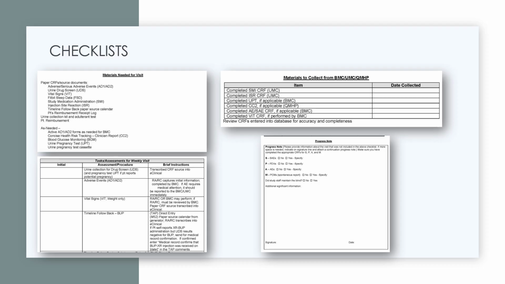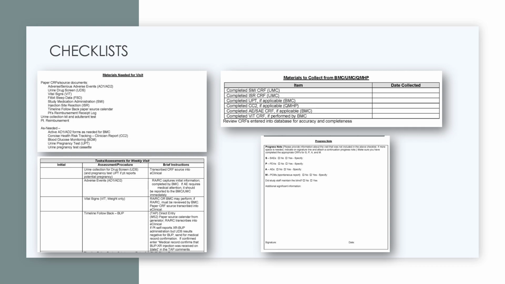The first section of the checklist always starts with a reminder of the materials needed for the visit. This is to help staff gather everything they need before the visit begins and helps them stay organized. There's no documentation needed in the materials section. This is simply an organizational aid to help prepare for the visit. The next section of the checklist is the tasks and assessments for the visit.